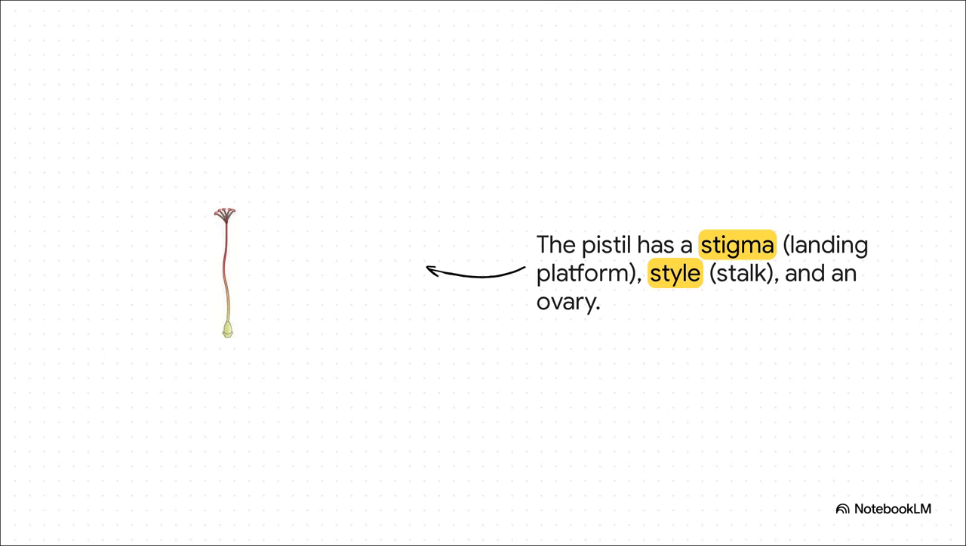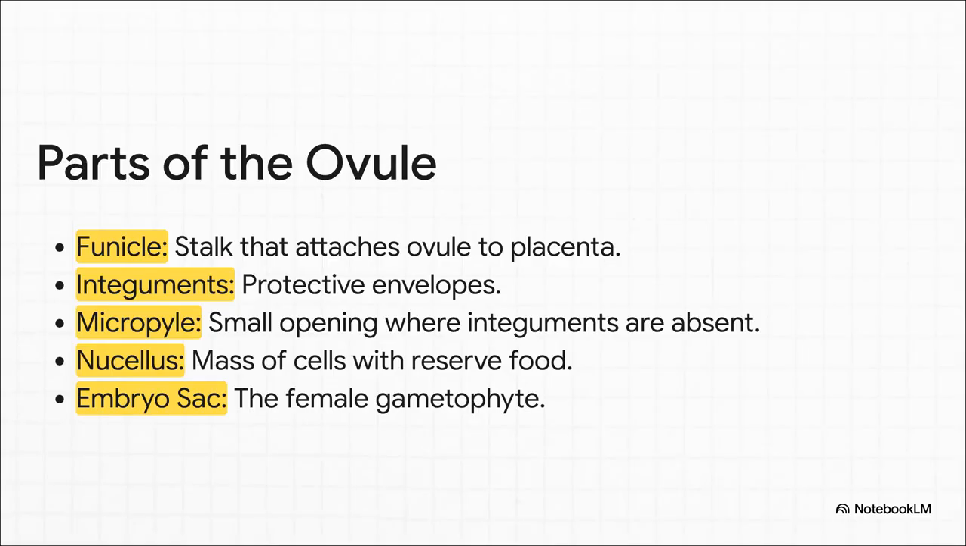Right at the top, you have the stigma. This is basically the landing pad for pollen. It's often sticky to help it catch. Then you have the long, stalk-like structure called the style, and that connects down to the swollen base, which is the ovary. It's inside the ovary that you'll find the ovules, and these are the little structures that have the potential to become seeds.